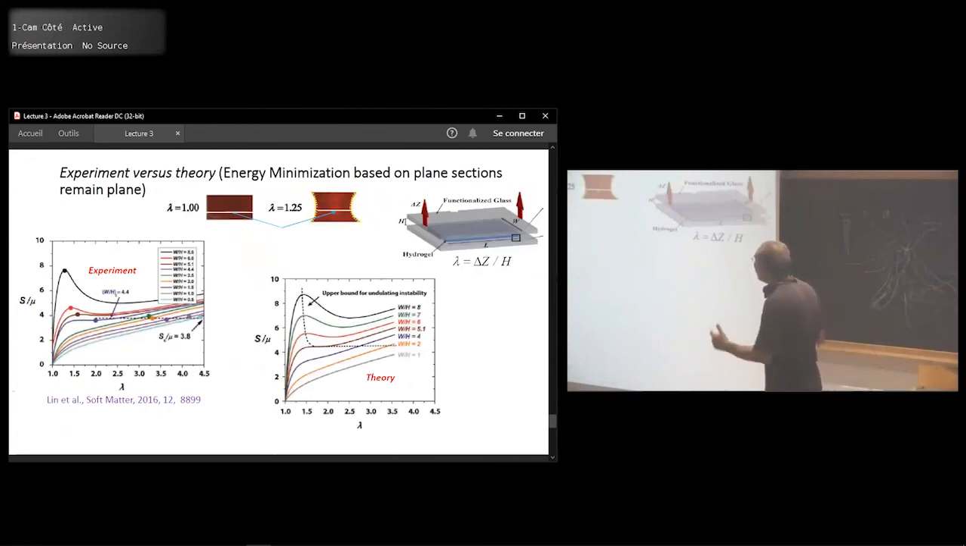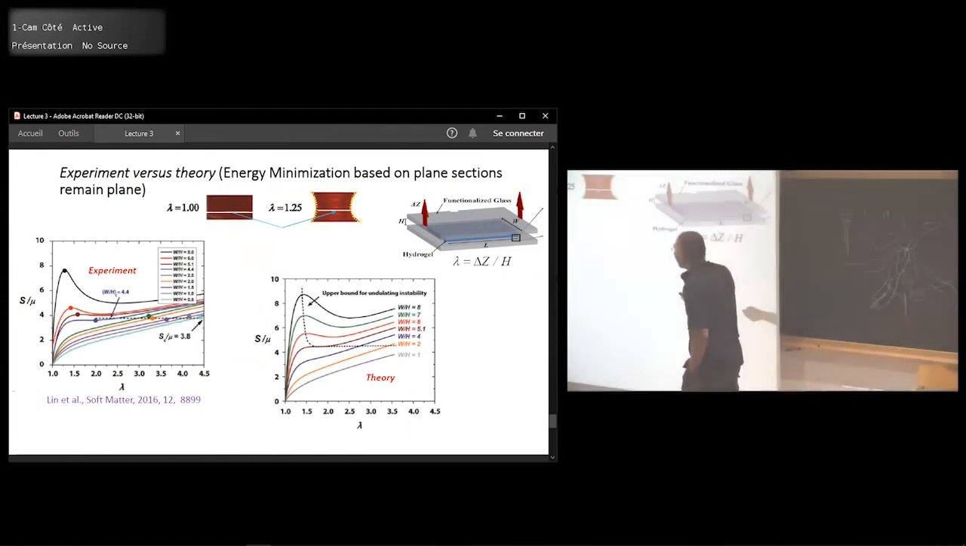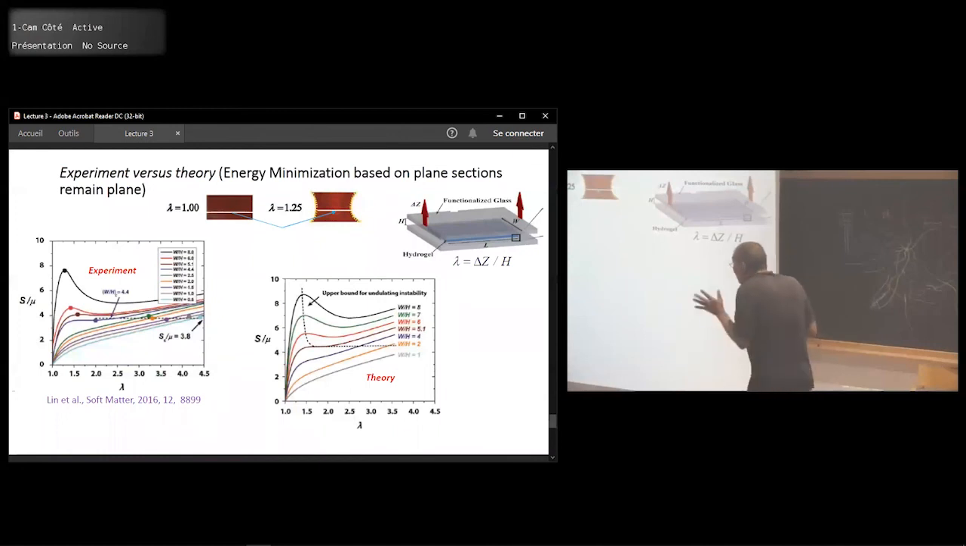Okay. So now I want to show you their theory. Their theory is based on energy minimization, and it's based on the approach that any plane sections remain plane during deformation. Now that's an approximation, and it is a good approximation except at the edge, right? Remember edge effect. At the corners there's a singularity, and you cannot avoid that.